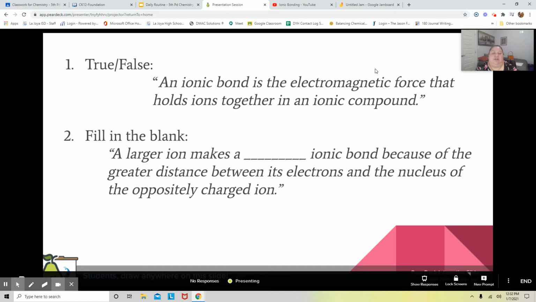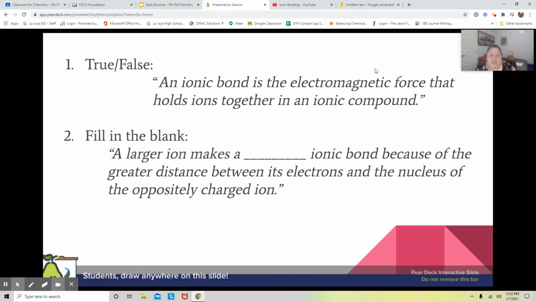All right. Here you have 2 questions. Number 1, you have a true and false, and number 2, you have to fill in the blank. I want you guys to try it. Number 1, true or false? An ionic bond is the electromagnetic force that holds ions together in an ionic bond. Number 2, fill in the blank. A larger ion makes a blank ionic bond because of the greater distance between electrons and the nucleus of the other ion or the other element.